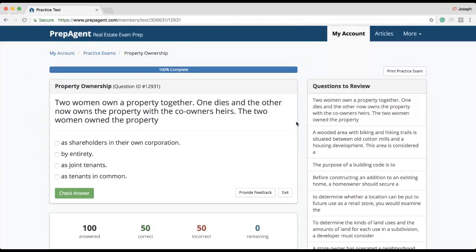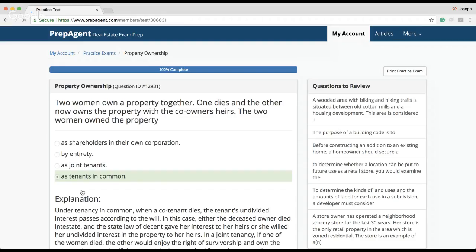Two women own a property together. One dies and the other now owns the property with the co-owner's heirs. The two women own the property, A, as shareholders in their own corporation, B, by entirety, C, as joint tenants, D, as tenants in common. Okay, I think we went over this one quite a bit today, so we won't talk too much about this. Tenancy in common does not have the right of survivorship, which brings us to this answer here.